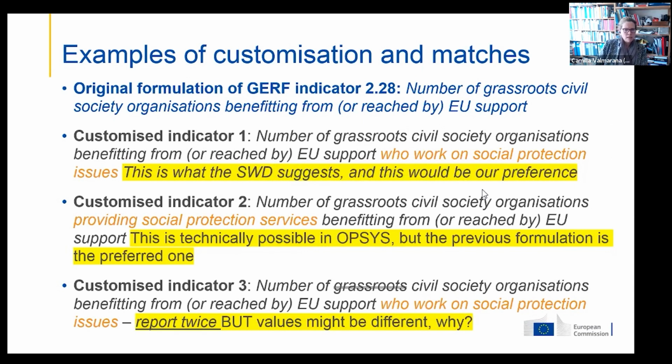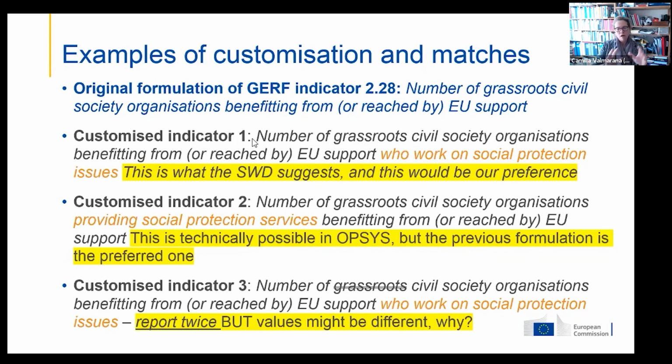The second possibility is number of grassroots civil society organizations providing social protection services benefiting from or reached by EU support. What's the difference between customized indicator 1 and customized indicator 2? To me, the difference is that it reads better, but at the same time, while this is technically possible in OPSIS, the staff working document recommends that you stick to the first type of specification.